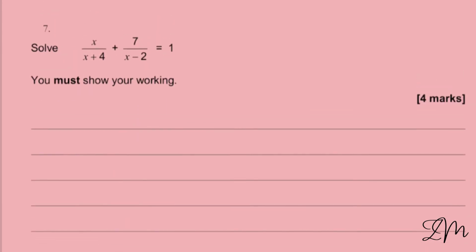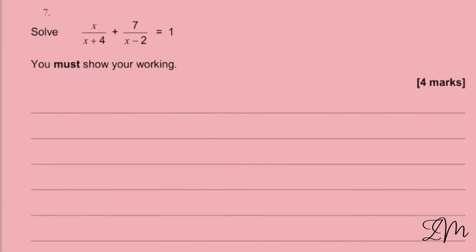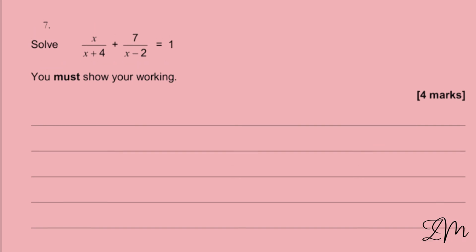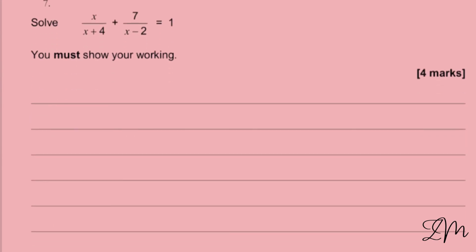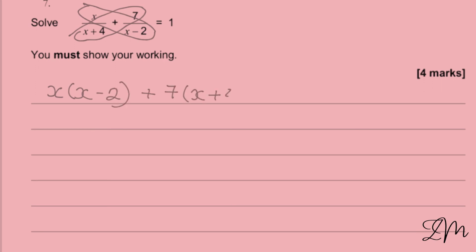Okay, question 7. Again, the same logic. So this is very, very typical. These are from an AQA paper, so this is very, very typical of an AQA higher paper question. We're going to butterfly it. So we're going to end up with x multiplied by x minus 2 plus 7 multiplied by x plus 4, all over the 2 multiplied together, that equals 1.